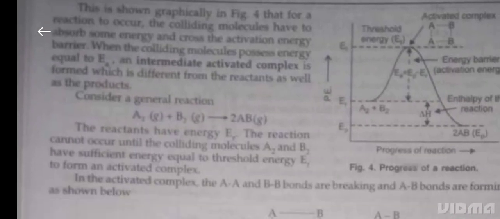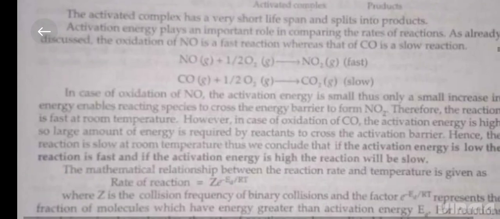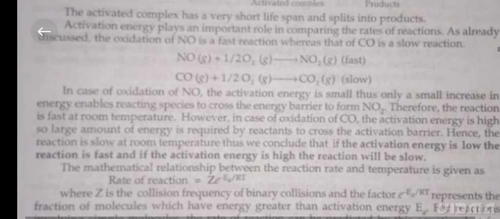This is shown graphically in figure 4. For a reaction to occur, the colliding molecules have to absorb some energy and cross the activation energy barrier. The activated complex has a very short lifespan and splits into products. Activation energy plays an important role in controlling the rates of reactions, as already discussed.